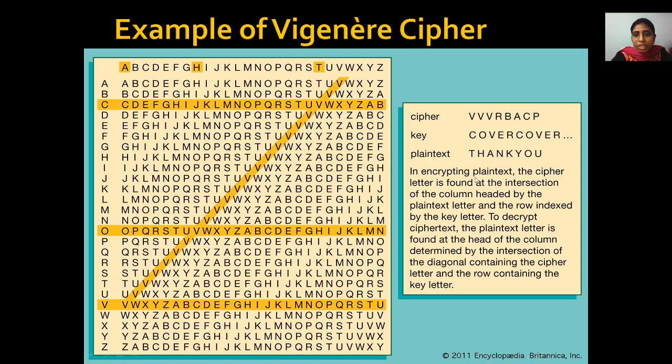Again you get V here, so replace the ciphertext value with V. Now A and V again gives V. Then N and E gives R. So like that we are going to write down all the ciphertext values in this manner.